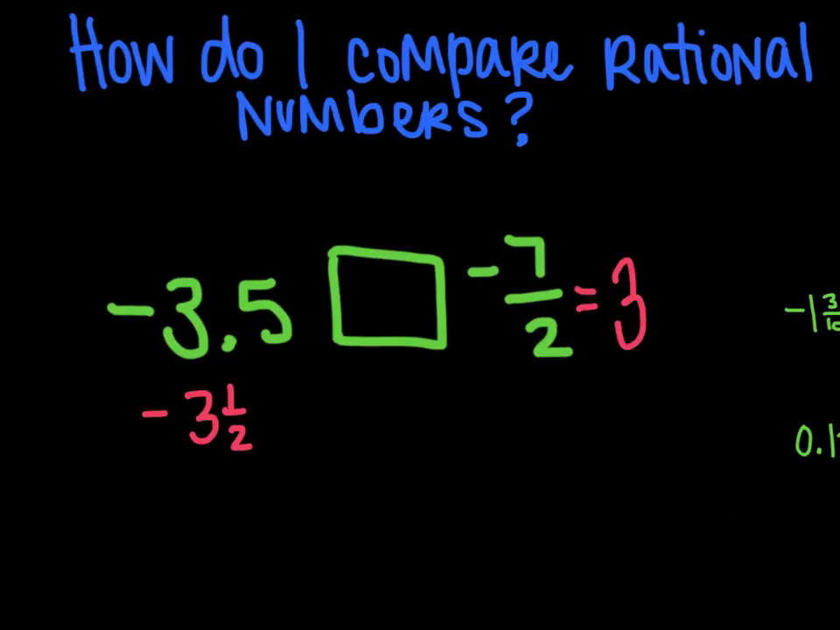And that would give me 3.5, and it's negative, so -3.5. So when I compare these, they actually end up being equal.